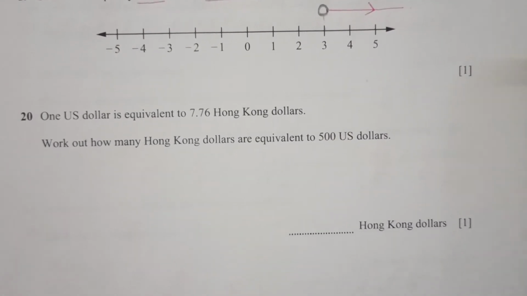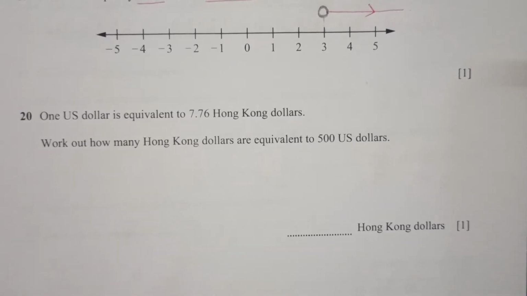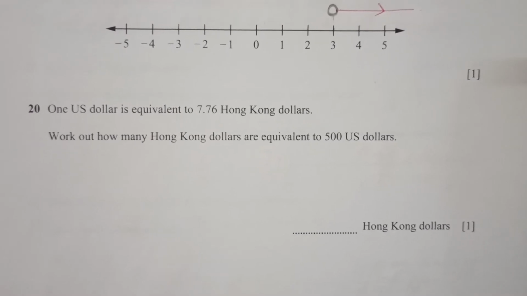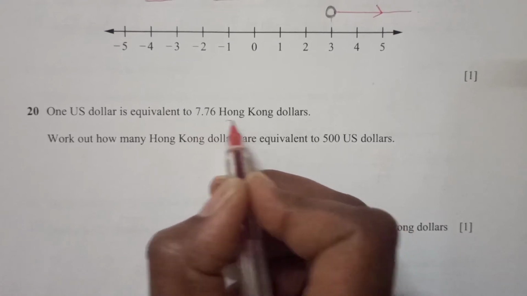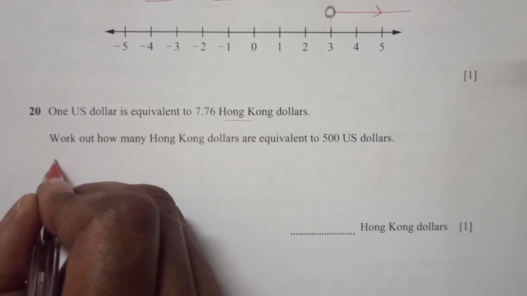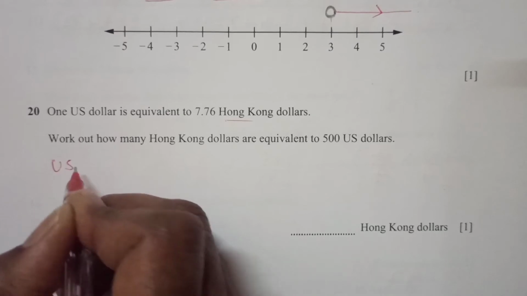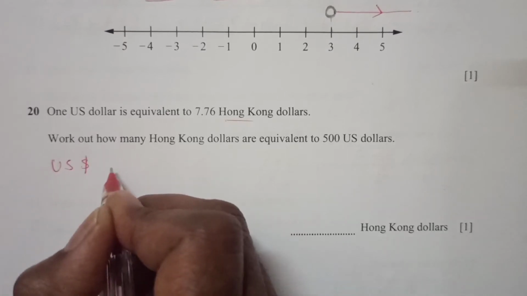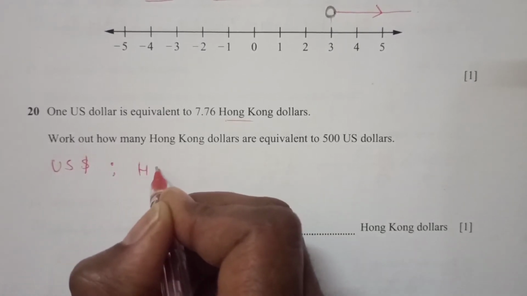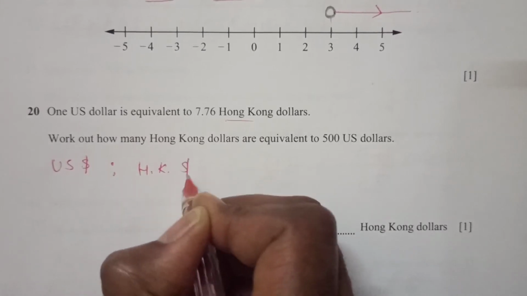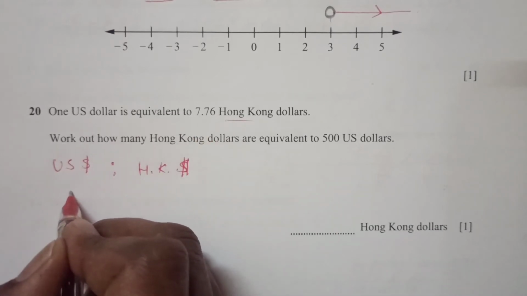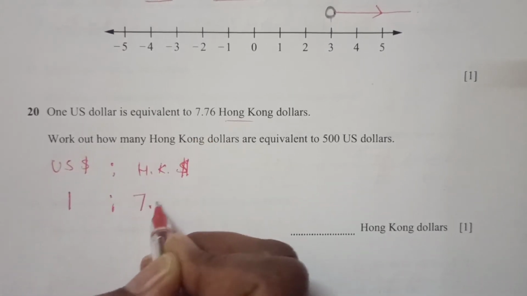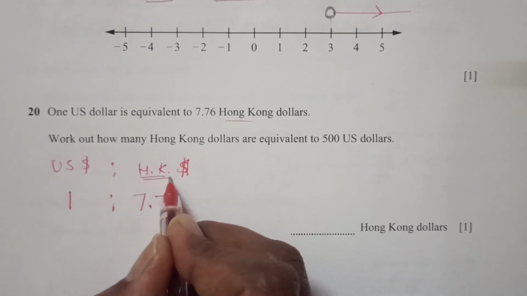Now number 20, in number 20 we have to change the currency here. $1 US is equivalent to 7.76 Hong Kong dollars. So we have US dollars, right? And on the other side we have Hong Kong. I'm just writing a shortcut for Hong Kong dollars, right? So for this one, 1 US dollar is equivalent to 7.76 Hong Kong dollars, right?